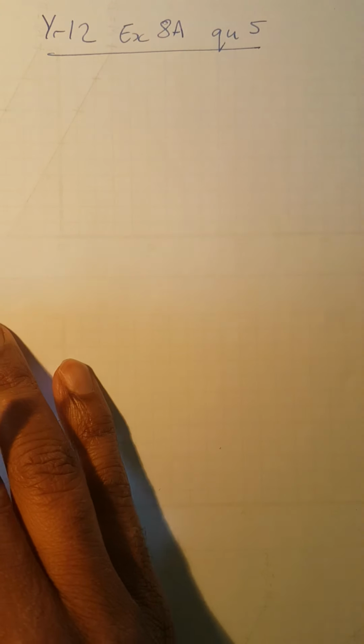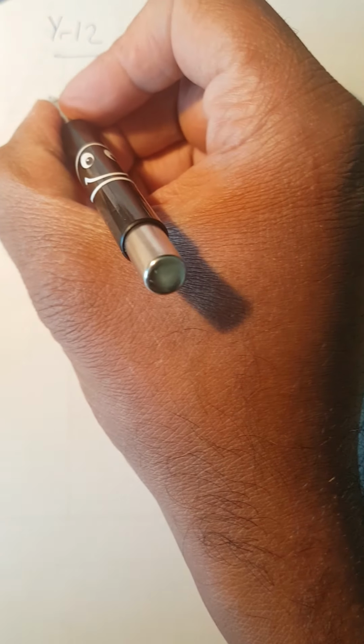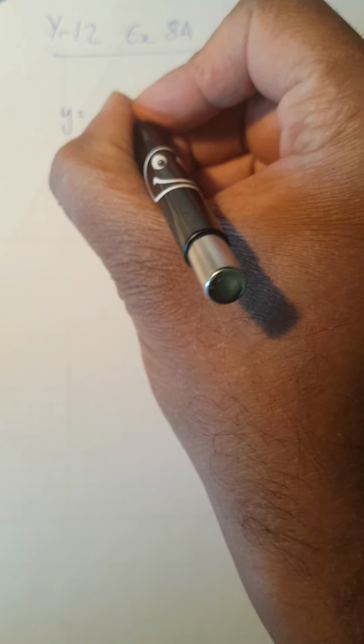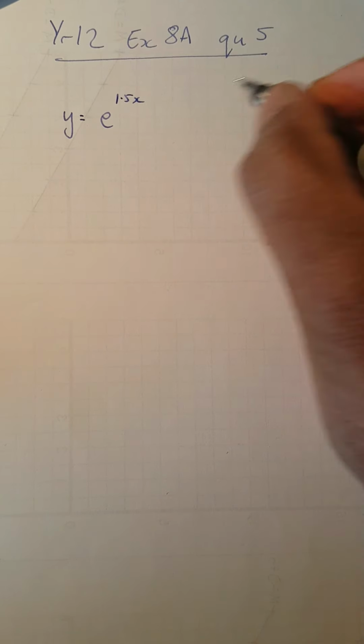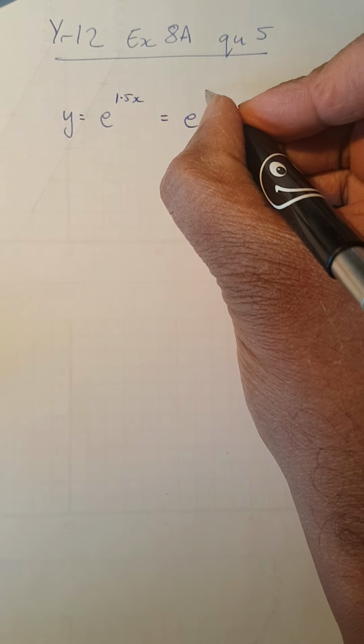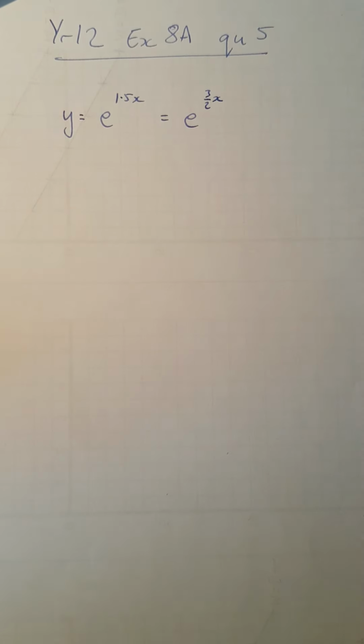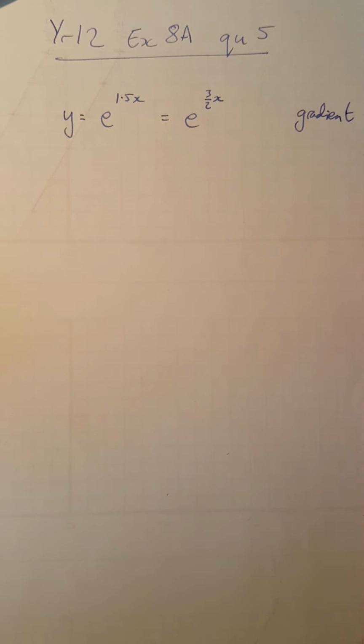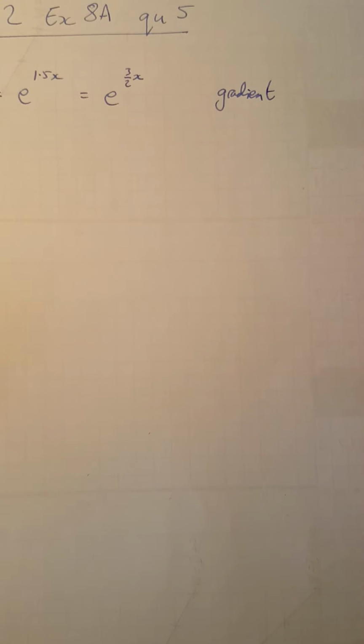Alright then, we're looking at the Year 12 textbook exercise 8A question 5, which is all about logarithms and exponentials. We're told that I have some function where y is equal to e to the 1.5x. I tend to write these as fractions, so I prefer e to the 3/2x. Of course the analysis is exactly the same regardless. And I'm asked to find the gradient at 2 points.